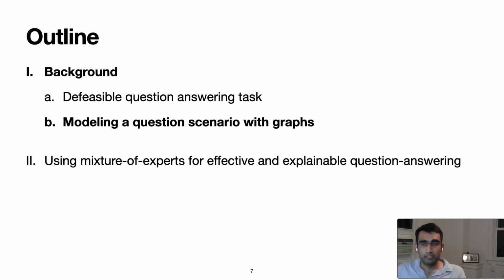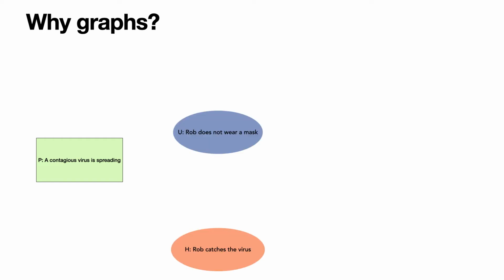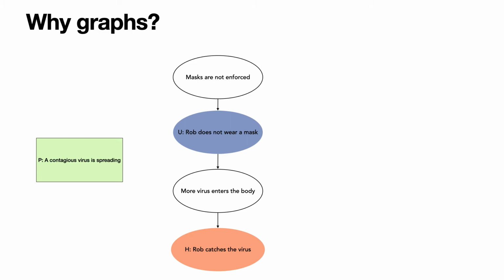So now let's see where graphs come into the picture. So let's go back to our example. A contagious virus is spreading. We had the update, Rob does not wear a mask. We had the hypothesis that Rob catches the virus. In this case, the update strengthens the hypothesis, but usually that happens via a mechanism. So the update causes more virus to enter the body, which in turn increases the probability of the hypothesis. Similarly, there could be some contextualizers, some external situations that cause the update.